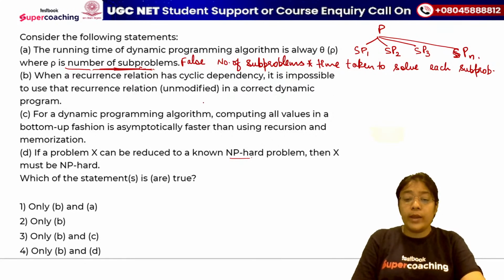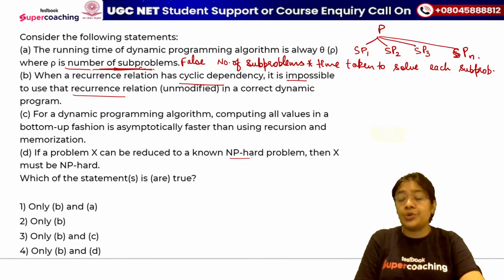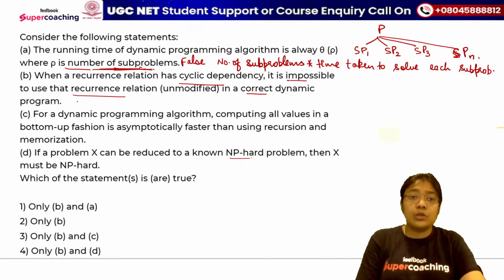Second one: when a recurrence relation has a cyclic dependency, it is impossible to use that recurrence relation. Without modifying it, you cannot use that recurrence relation in dynamic programming. Obviously, if you have a cyclic dependency, you won't be able to get the answer. So this statement is true.